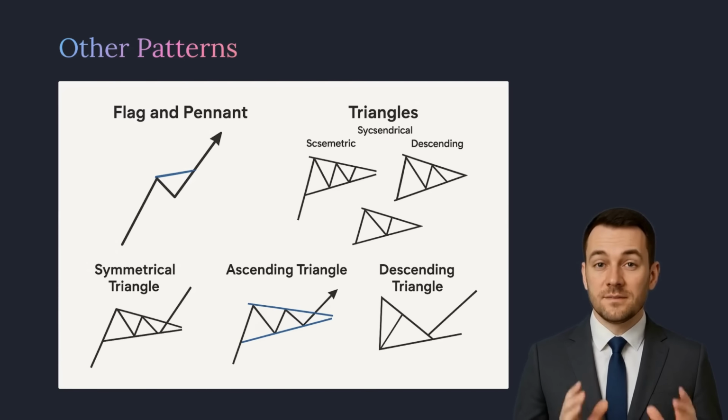Descending triangle: flat support on the bottom, descending trend line of lower highs on top. This typically indicates growing selling pressure and often breaks downward once support gives way. Triangles reflect consolidation phases where the market is coiling before a likely breakout.